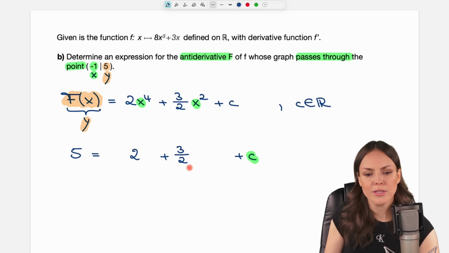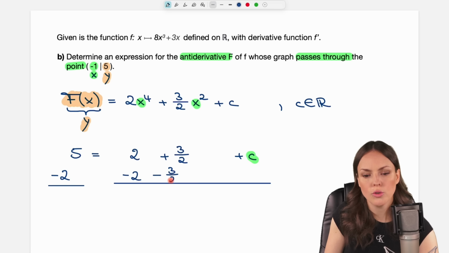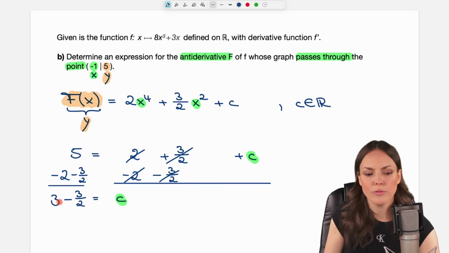Okay, maybe let's bring both numbers to the left side by subtracting them. So -2 here, -2 also on the other side, and also subtract the 3 over 2 here and on the other side as well. The right side, maybe let's start there. It's easier. This cancels out, and only our c is left. And here we have 5 minus 2, which equals 3, but then we also have to subtract the 3 over 2. Let's convert this into a fraction as well.